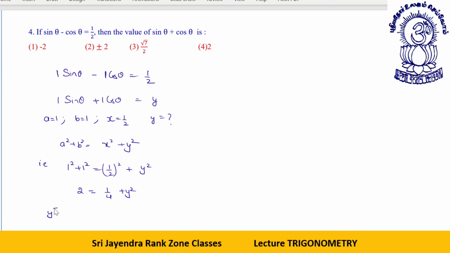From here I can say y square is equal to 2 minus 1 by 4. This means y square is equal to 7 by 4, or y is equal to root 7 by 2, option number 3. Clear? All of you? Fine. Let's proceed to the next one.